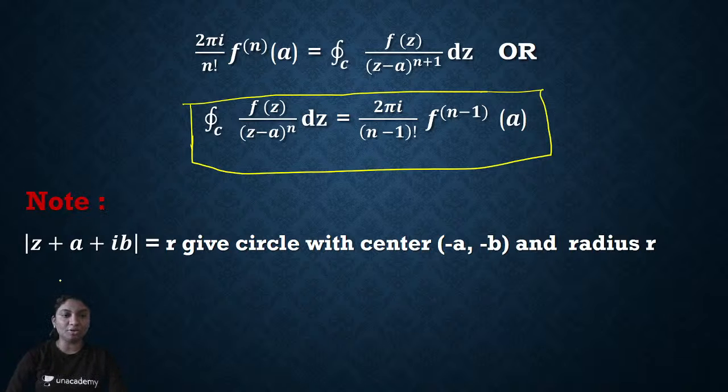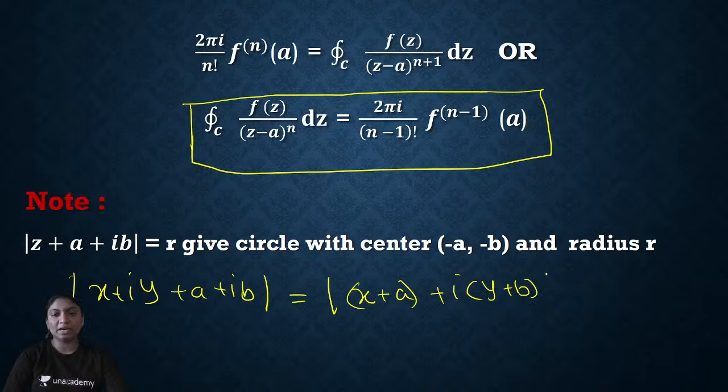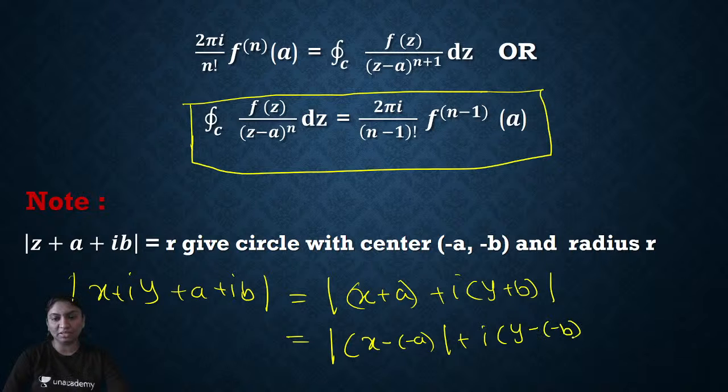So कैसे निकालते हैं, देखो अगर यहाँ पे हम लोग z is equal to x plus I y डालेंगे, तो ये हो जाएगा plus A plus IB, so ये हो जाएगा mod of, now take the real part, see, real part is this, and plus here is I into y plus b, right? But instead of this, can I write this as the x minus of minus A, right, plus I into y minus of minus b.